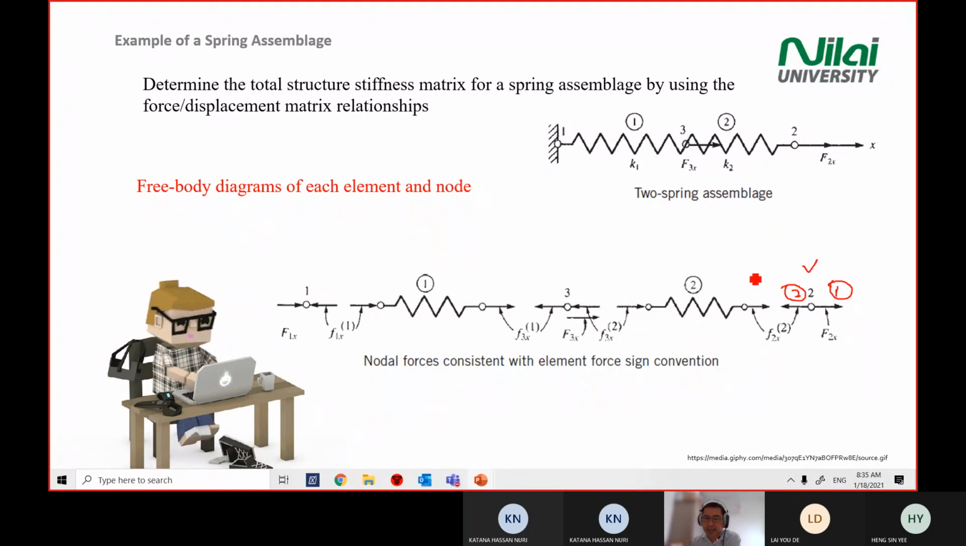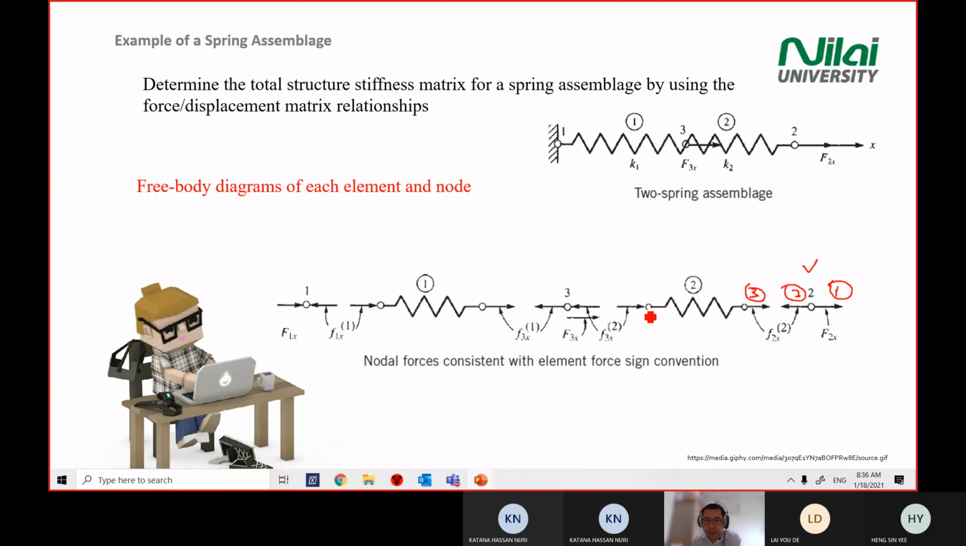Because you start from the right, then you continue to the next element. Because this is to the left, then at point number 2 for element 2, you draw the direction opposite of this one, right? Because this force at point 2 is to the left, so it must balance this force. So to balance this force, you draw an opposite direction. So this is force number 3, right? And you label accordingly. So you know that this force is F2x. Okay, F2x.